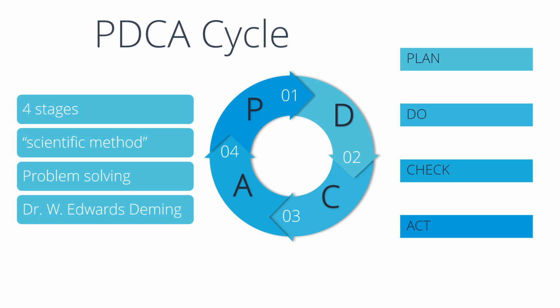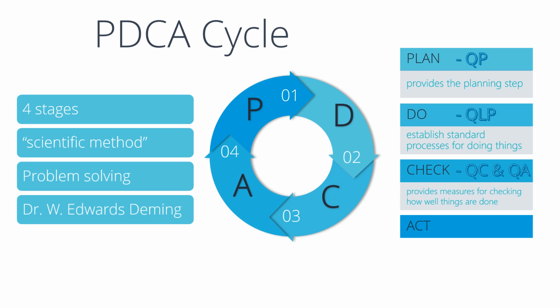Now, as we've mentioned earlier, the PDCA cycle is like the 5Q framework. The plan step in the PDCA cycle provides the planning step, like in QP. The do establishes the standard processes for doing things, like in QLP. Check provides the different measures for checking how well things are done, like in QC and QA. And lastly, act provides a mechanism for acting on those measures, like what we do in QI. So that is the PDCA cycle.